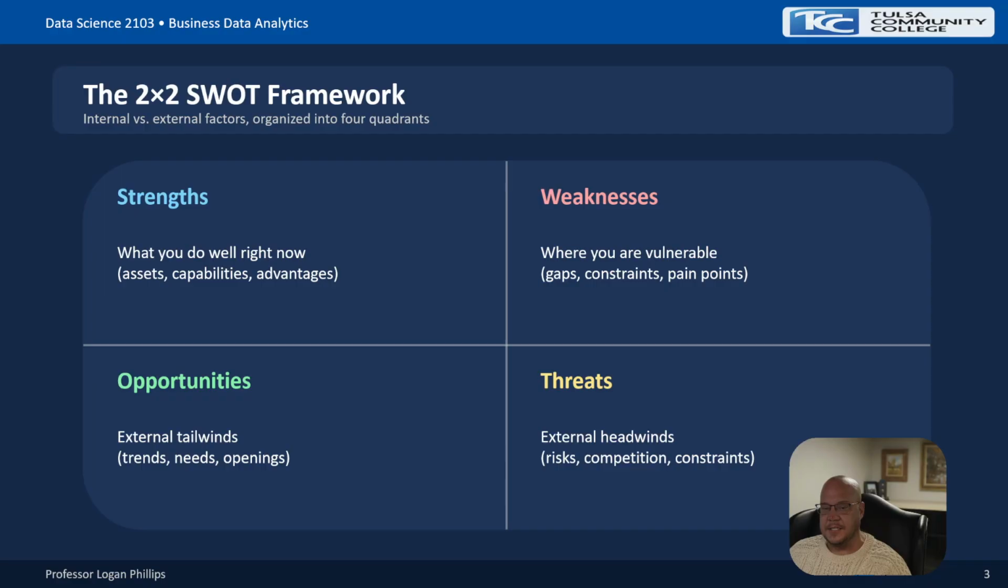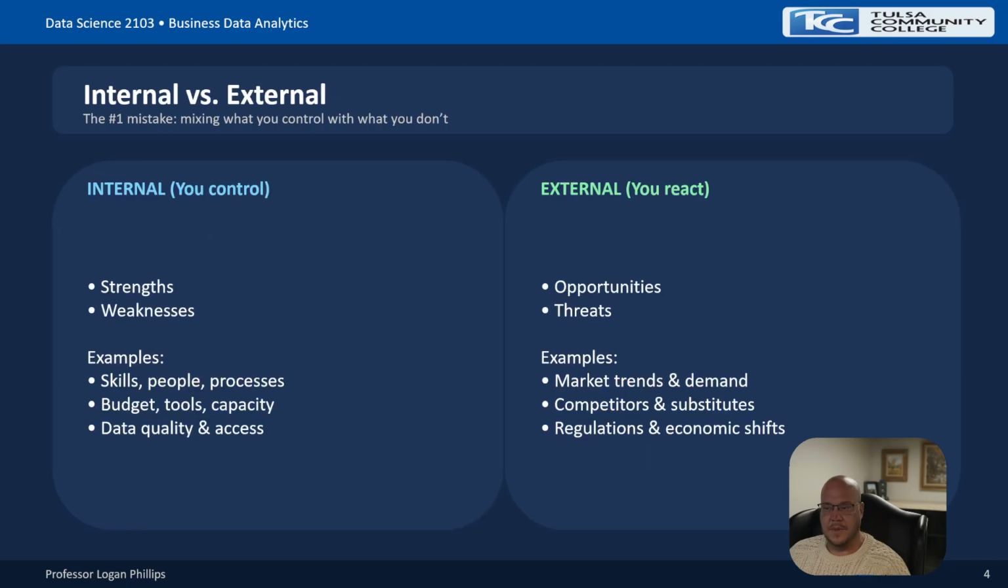Now, a good SWOT is balanced, not strengths 12 items, weaknesses 1 item. If that happens, it usually means the person is writing a marketing flyer, not actually a diagnostic. So before we go any further, I want to hit the number 1 mistake people make. Internal versus external. This is the most common failure mode. People mix up internal and external. Here's the simple rule. Internal, you control it. External, you react to it.